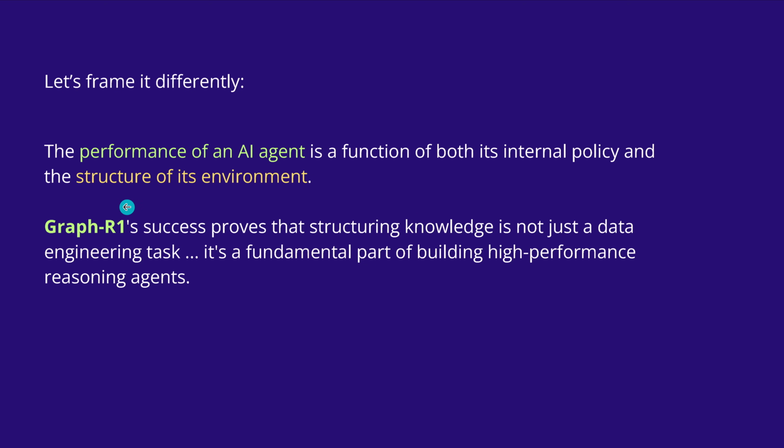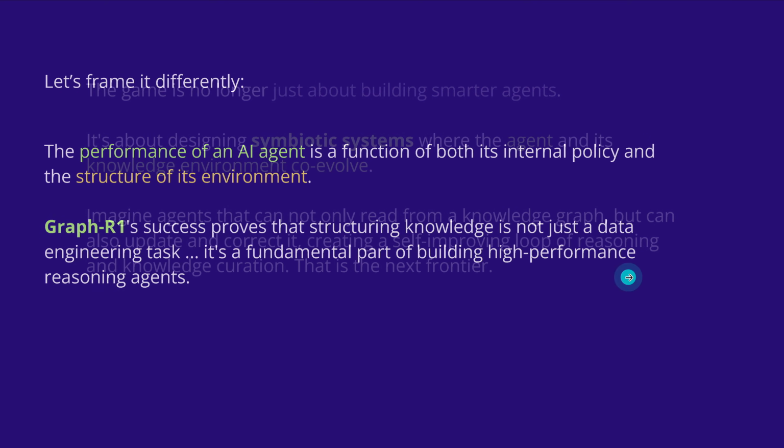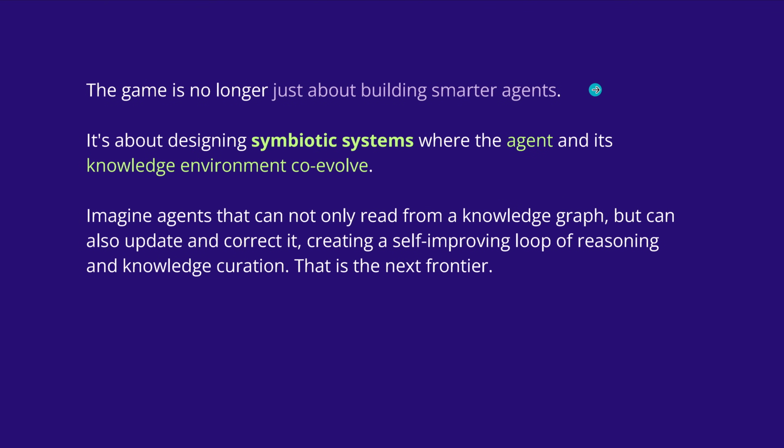And I think one of the reasons for the Graph-R1 success, and I'll give you the performance data in a second, is that it shows us that structuring the knowledge of the environment is not just a data engineering task where we just clean it up. No, this is a fundamental part of building a high-performance reasoning agent. So, in short, it is no longer about just building smarter agents, because the agents interact with something, and we have to look at this as a complete system. It is a kind of symbiotic system where you have the agent and its knowledge environment. If you go with a hyper knowledge graph, those systems have to co-evolve in their abilities when they improve their performance.